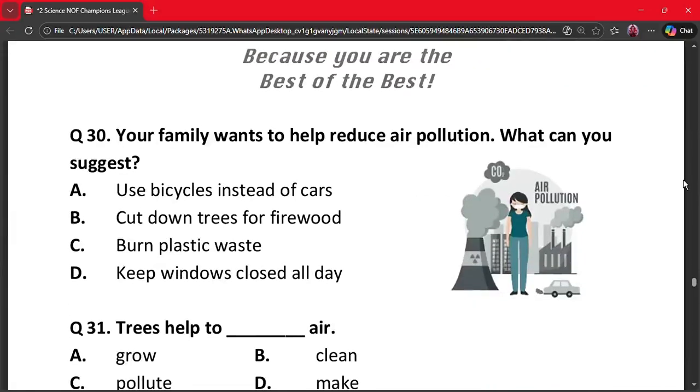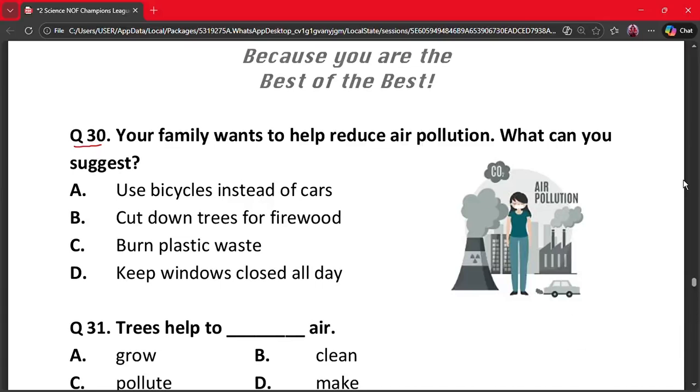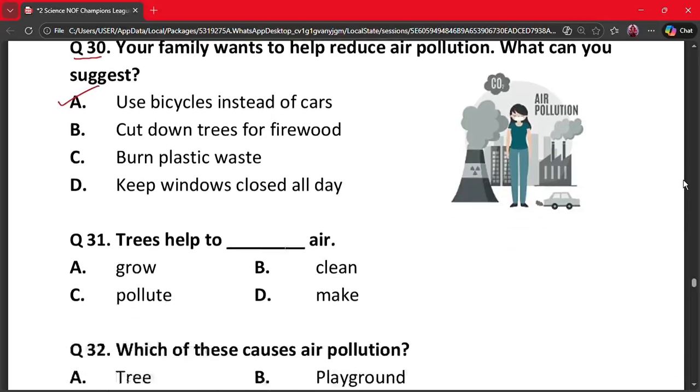The next question is question 30. Your family wants to help reduce air pollution. What can you suggest? A. Use bicycle instead of cars. B. Cut down trees for firewood. C. Burn plastic waste. D. Keep windows closed all day. The correct answer is option A. Using bicycles reduces smoke from vehicles and helps keep air clean. Cutting trees and burning plastic increases pollution. Hence, option A is correct.